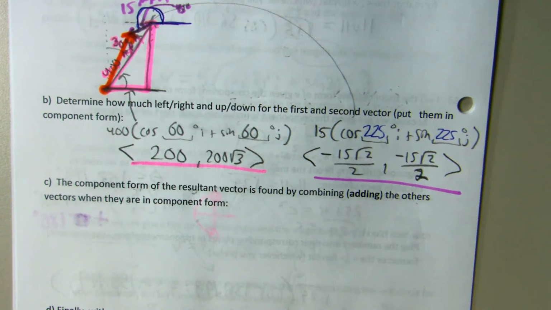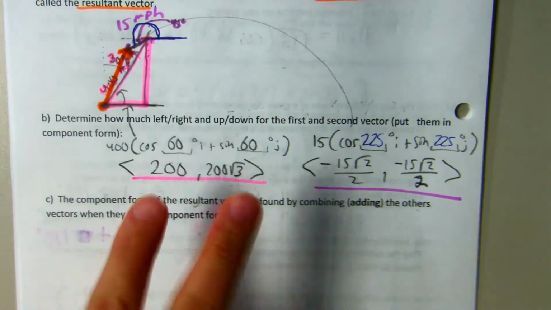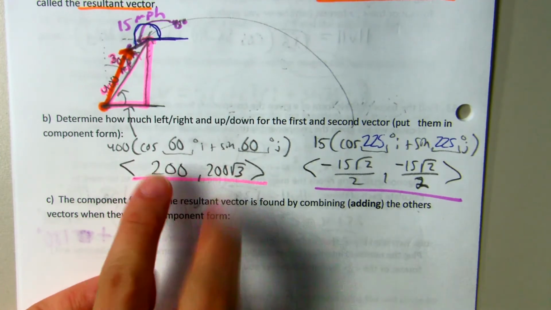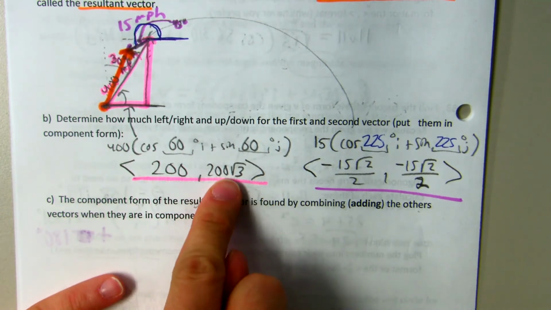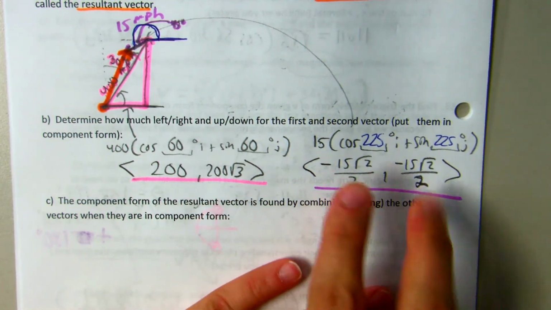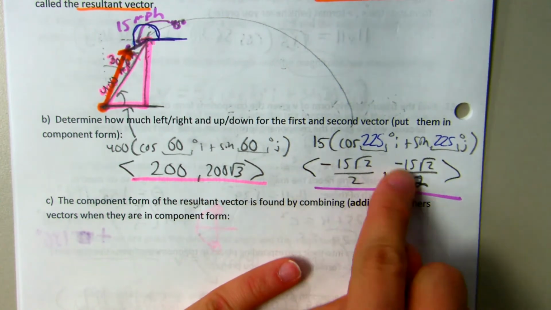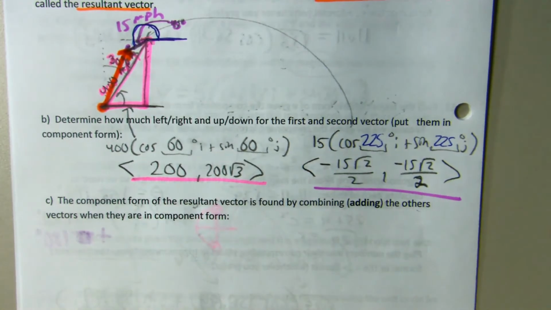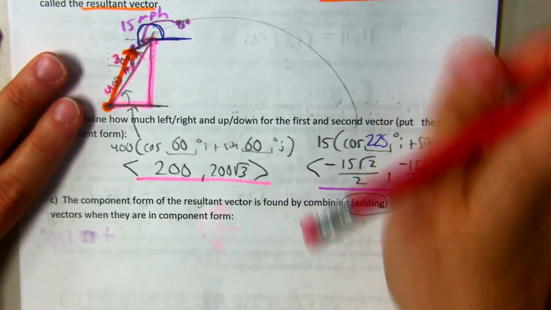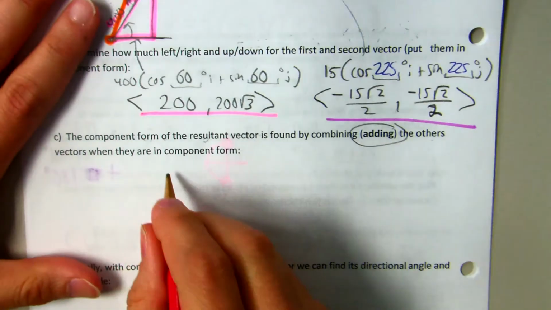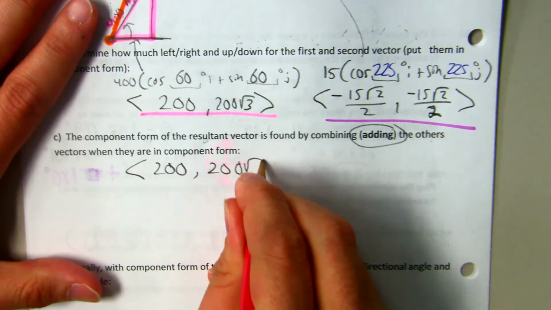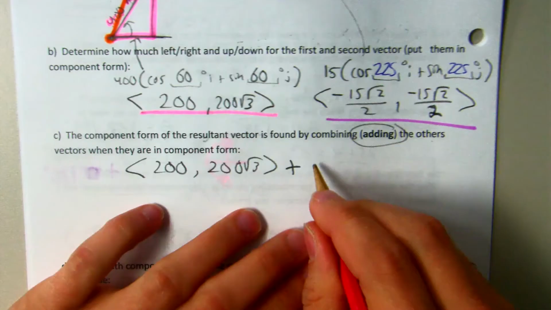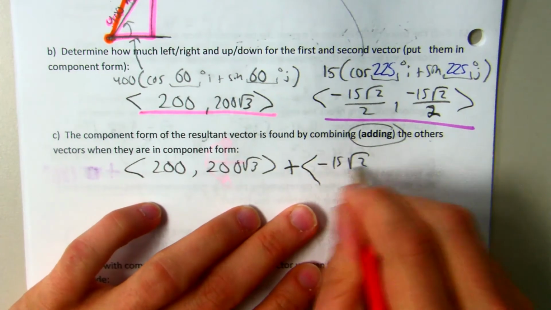Think about what these numbers mean, because this is where it's going to all come together. This component form of the airplane is telling me how fast it's going to the right and how fast it's going up. The component form of the wind is telling me how fast it's going to the left and how fast it's going down. So if I want to combine those two things together, we can combine them with adding, because both of those forces are happening. So I can say, take this vector, and also factor in this vector.